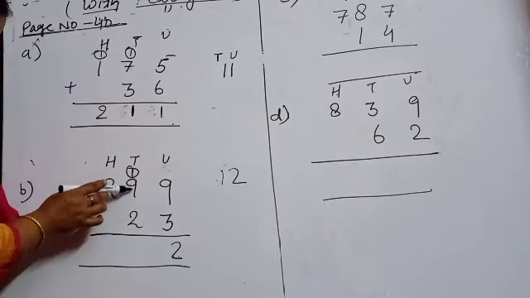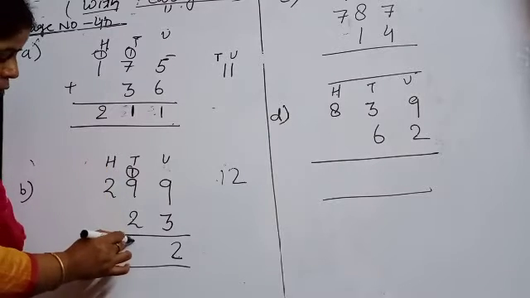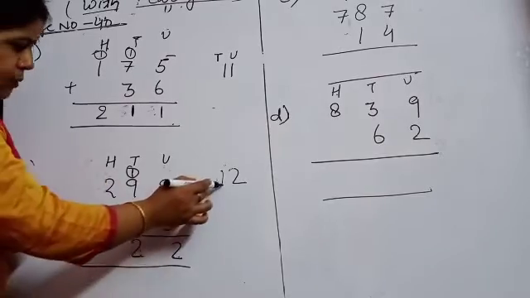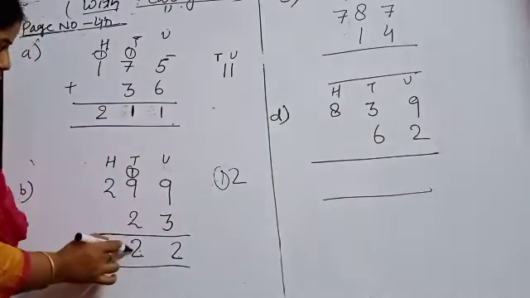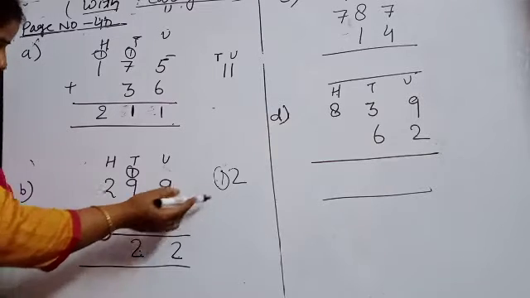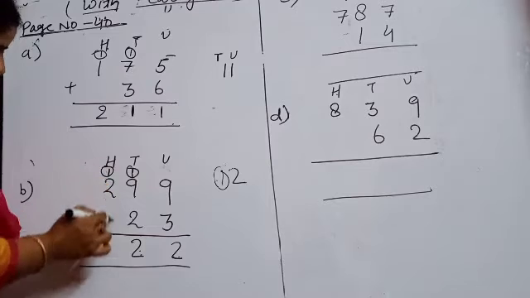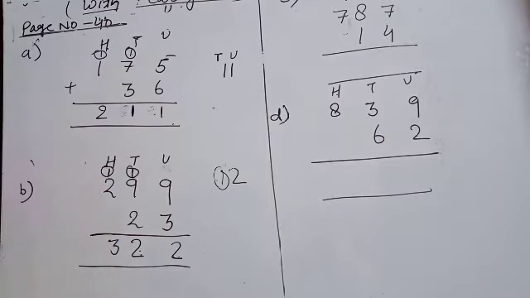Now see, 9 plus 2 is 11. 11 plus 1 is 12. Here it is 2. Again 1 is coming as a carryover, so again one more 12. From that 12, one is a carryover. That carryover will go here. So 2 plus 1 will be 3. In this way it will become 322.